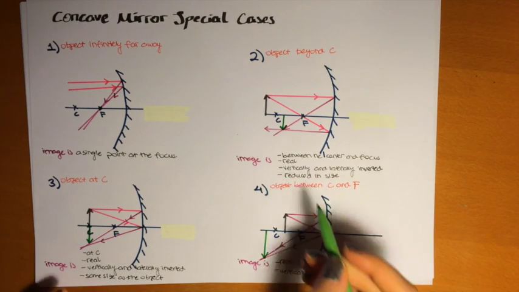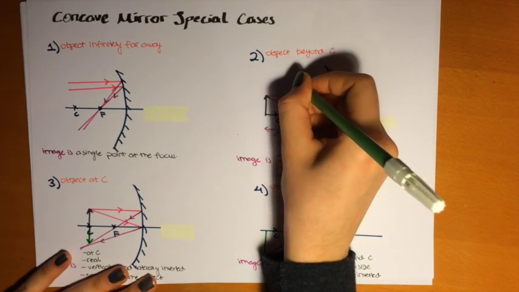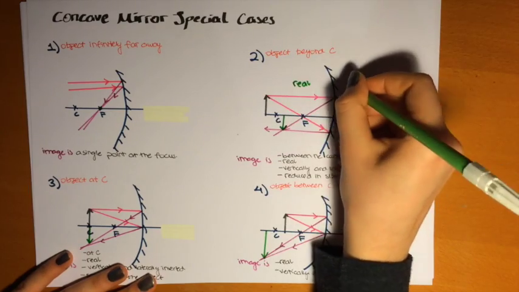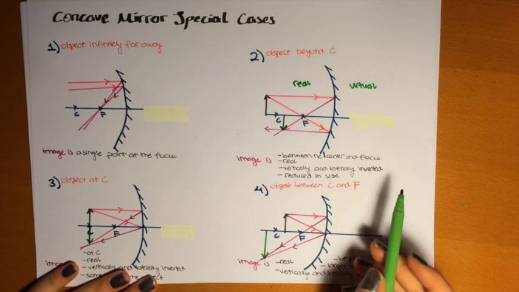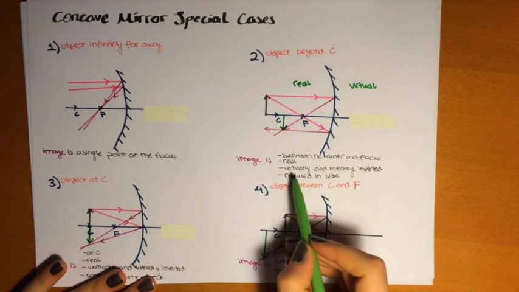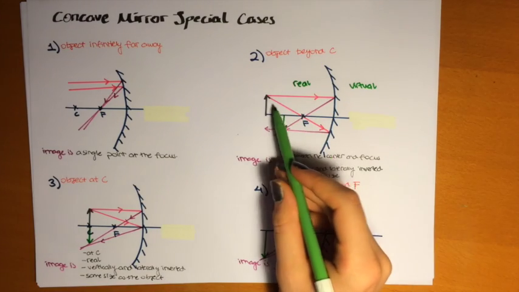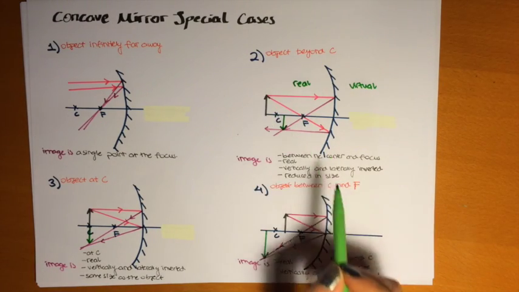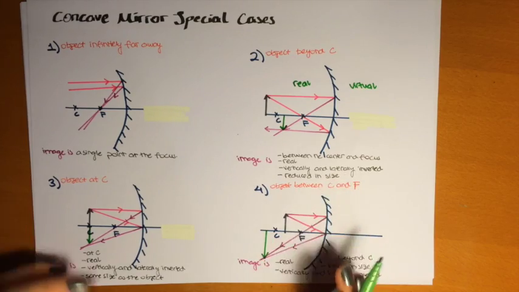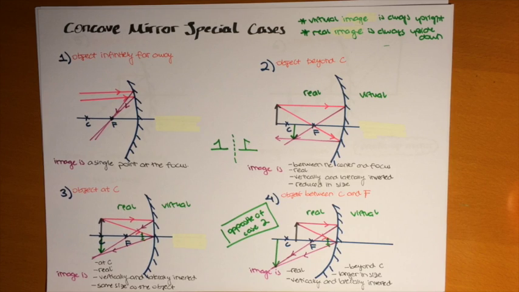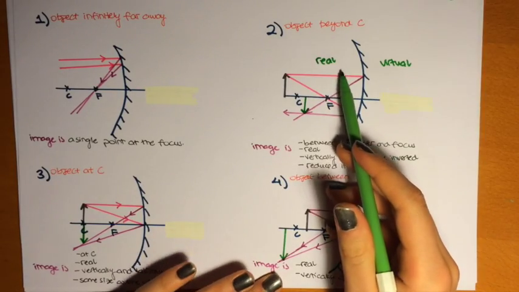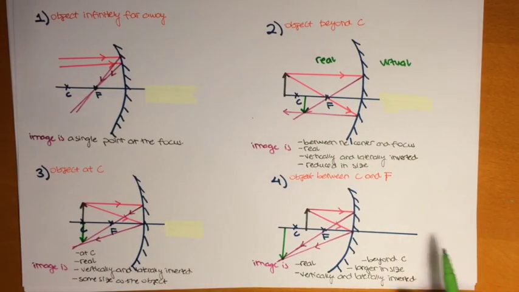It's real because this is the side where the object is. Here I form my real images, and here I form my virtual images. It's also upside down, meaning it's not upright like my object was. And here I have another rule, so I'm going to write this down here. A virtual image is always upright, and a real image is always upside down. Here I have my real image, and here it's upside down.